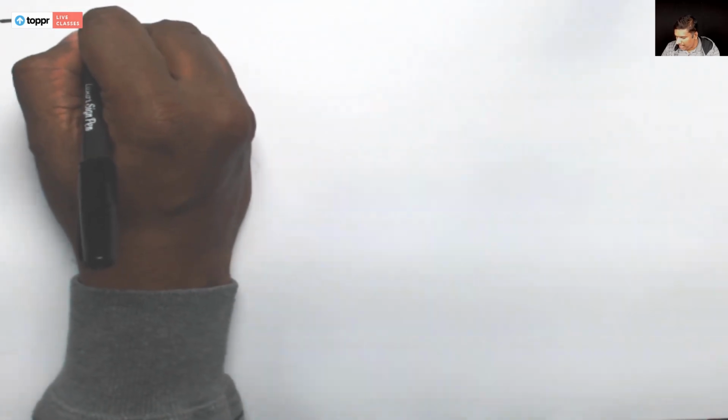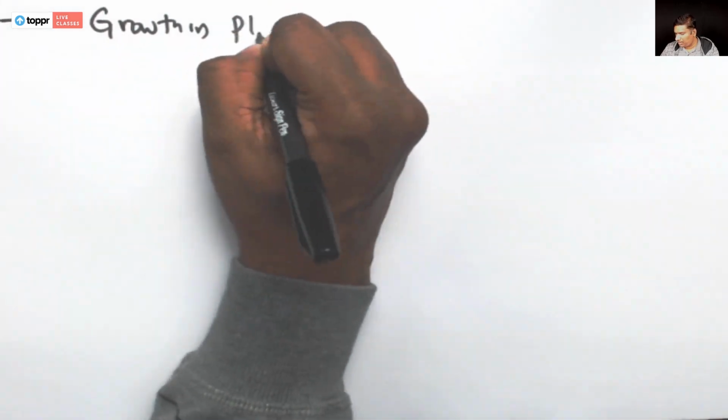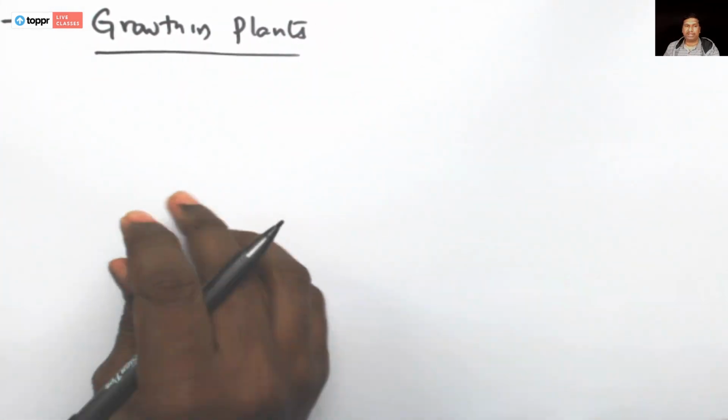Okay, so that is how the plant starts to grow. Now, there's a major difference between the growth in plants and the growth in animals. Okay, how is the growth in plants different from the growth in animals?